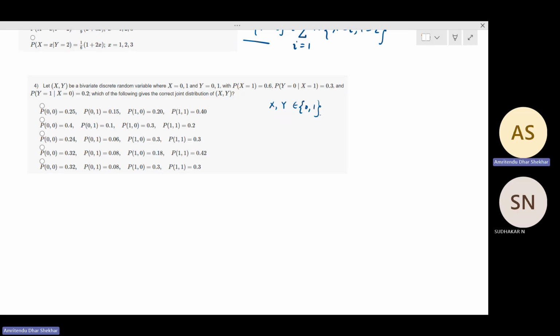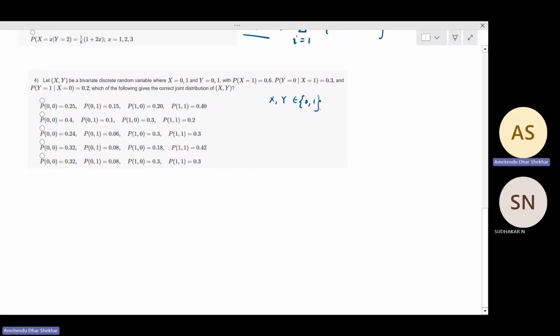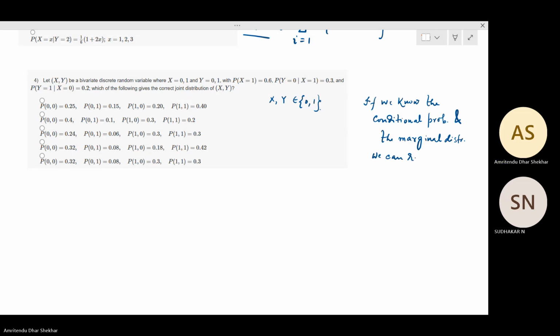So, if we're talking about it with a little bit greater generality, if we know the conditional probability and the marginal distribution, we can recover the joint distribution, right?